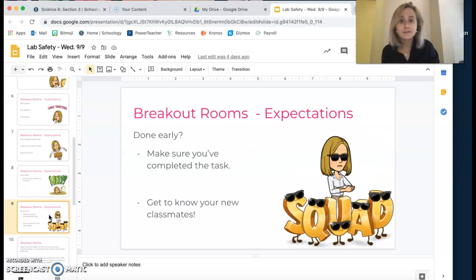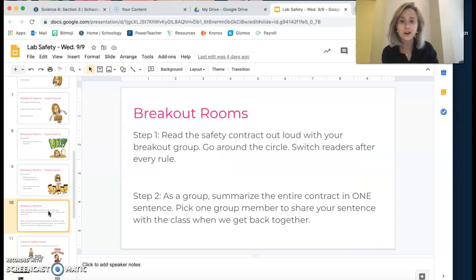All right, if you're done early, make sure you completed the task, just double check, and then you have some extra time to talk with your classmates. That's really important because we're doing this virtually, so you don't have as much time to get to know each other. If you finish your task early, that's a good time for you to check.